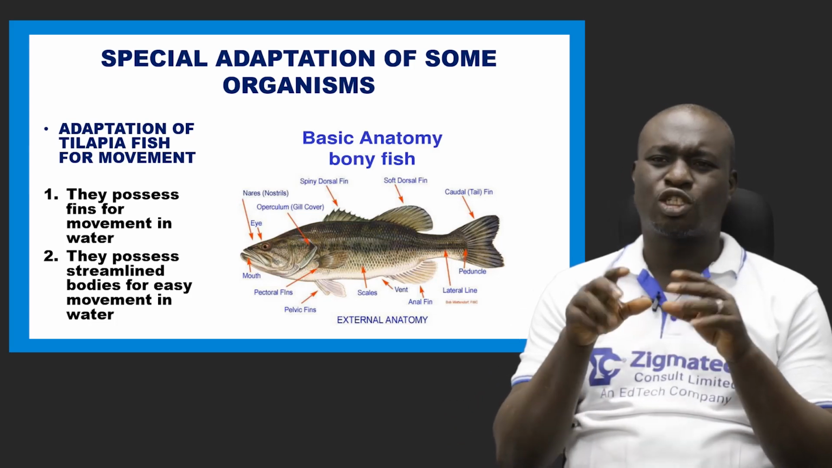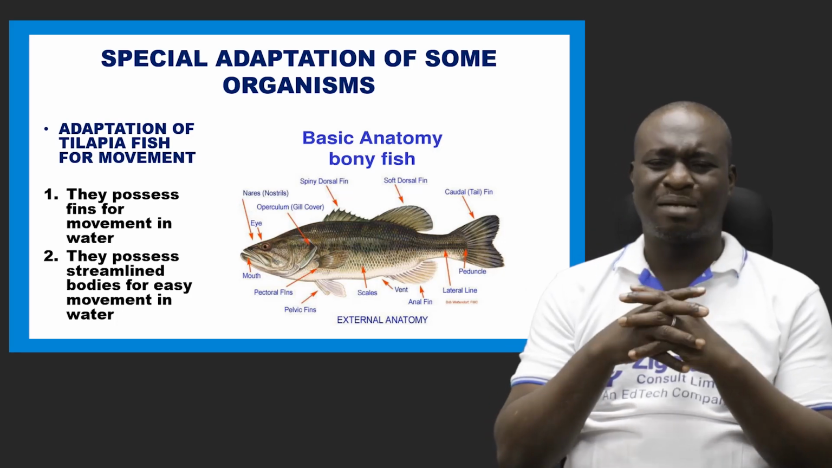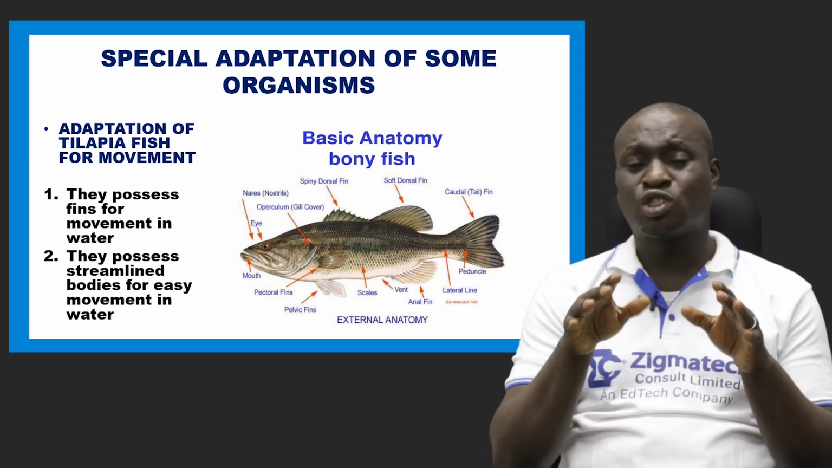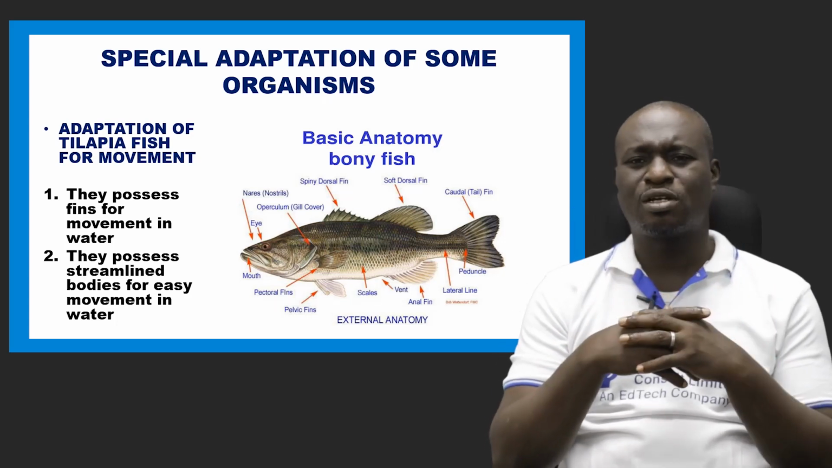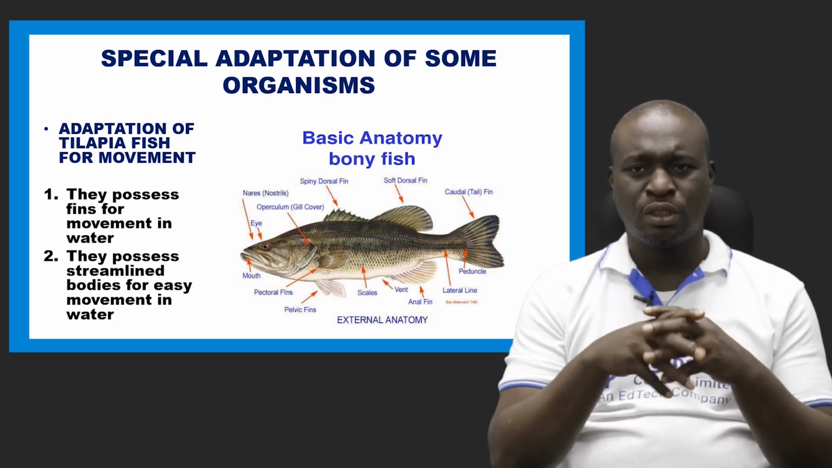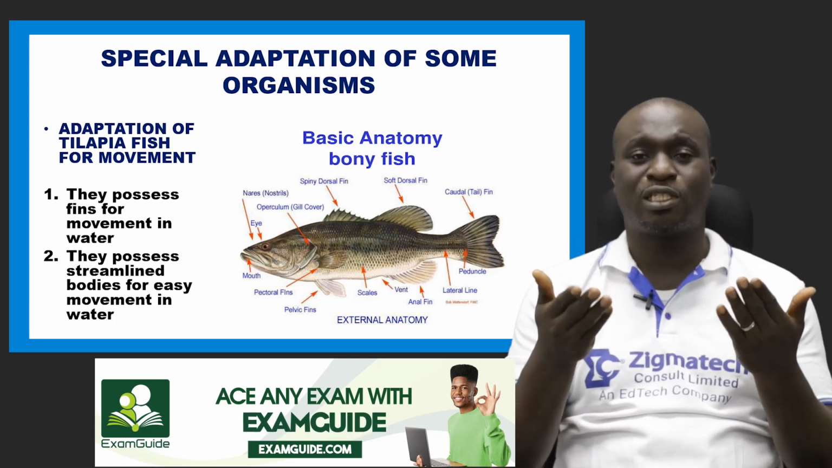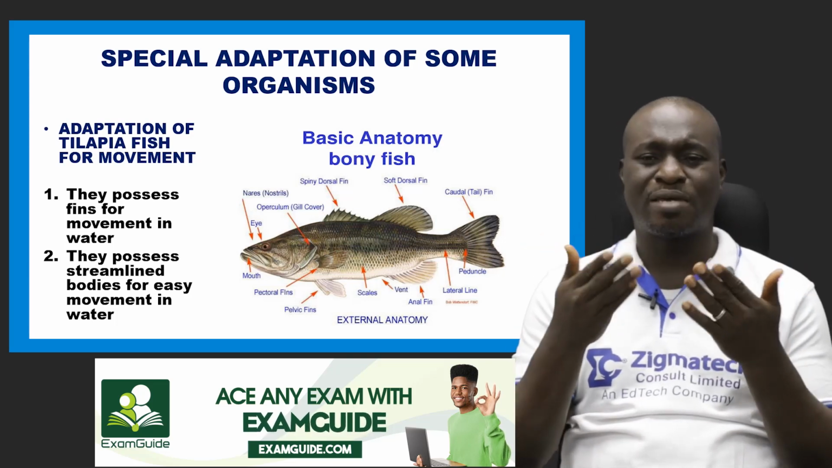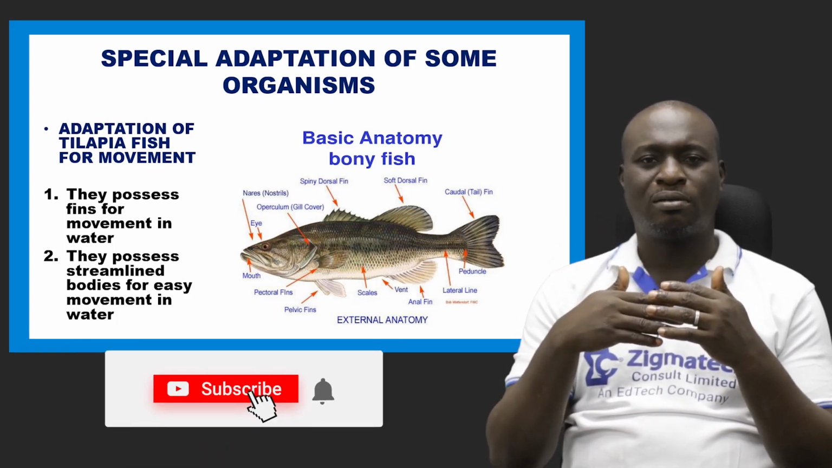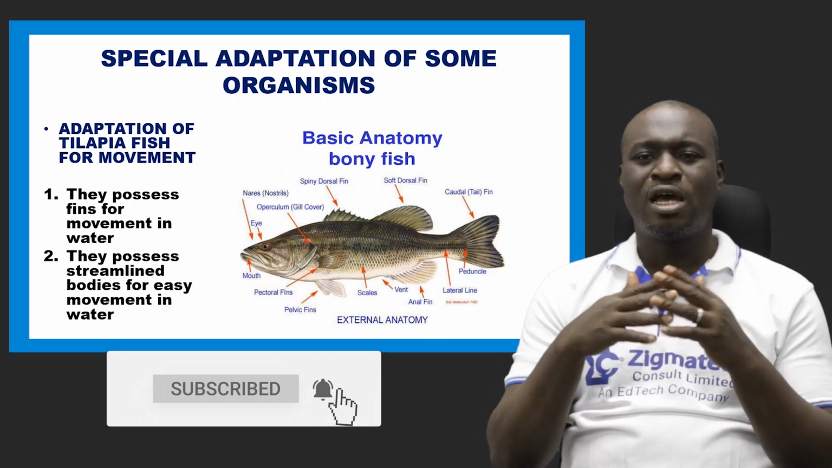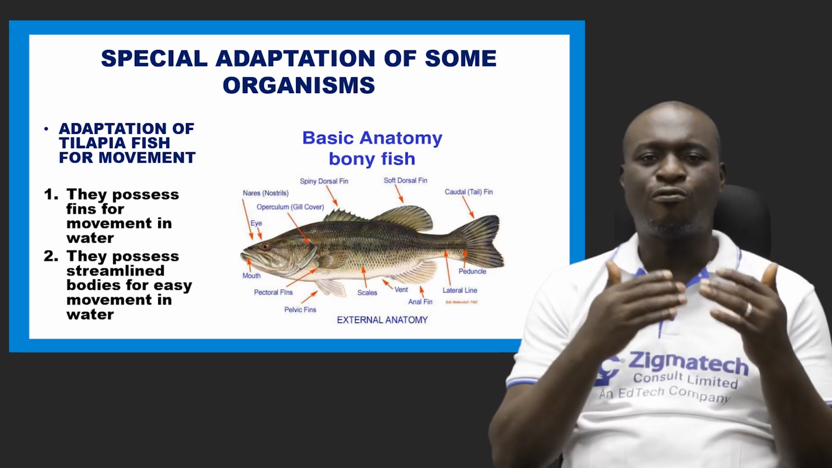Now, quickly, let's look at some special adaptations of some organisms. Mostly in terms of SSCE or WAEC or NECO, sometimes they bring questions relating to fish. You see that sometimes they might present a specimen, and that specimen might be tilapia fish, and then you might be asked a question: mention 3 structural adaptations of specimen so and so for movement.